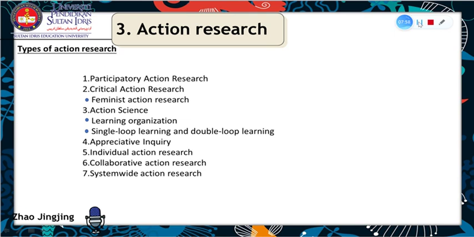For all three of these types of action research, you should be able to identify if it's individual, collaborative, or system-wide from the research question, as well as the scope of the research design.